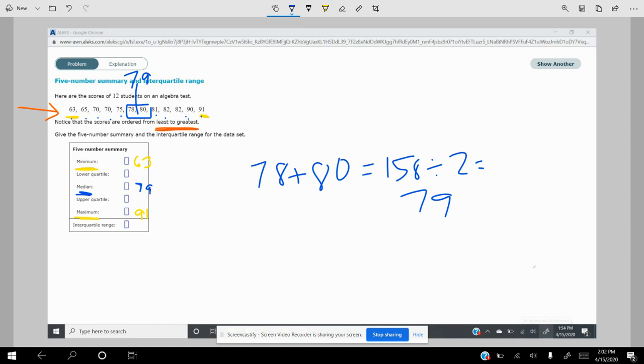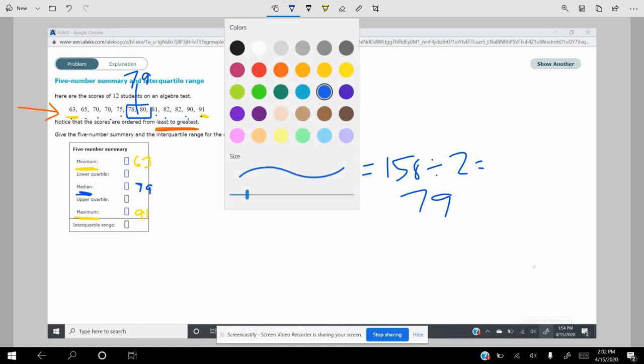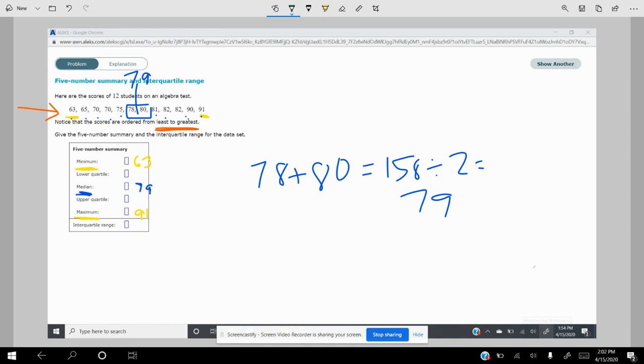Okay. Next, I'm going to find my lower quartile. My lower quartile, if you remember, is between the median. So I'm actually going to use the numbers from 63 to 78 because 79 is the square in the box that's around it. The center should be 70 and 70. And if I take 70 and add it to 70, and divide by 2, I'm actually going to get 70. And this is actually my quartile 1. So my lower quartile is Q1.